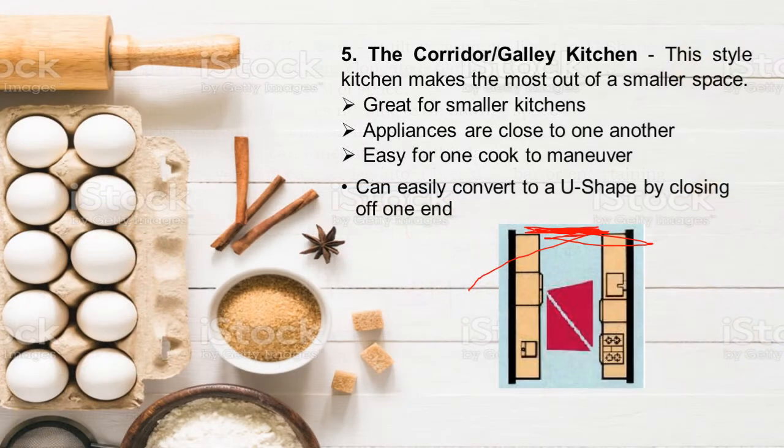Ta-da! Next, we have the corridor or gallery kitchen. This style kitchen makes the most out of a smaller space. So, may smaller space na yung bahay. Ito yung ginagamit sa form ng kitchen. The corridor gallery kitchen. Great for smaller kitchens. Appliances are close to one another. Easy for one cook to maneuver. So, kung nanay mo lang ang gumagalaw o ang nagluluto, easy to para sa kanya kasi malapit-lapit na yung mga area. Can easily convert to a U-shape by closing off one end. So, kung close yung mga one end, dito banda, lagyan natin ng, bali parang ballpen. Teka lang.